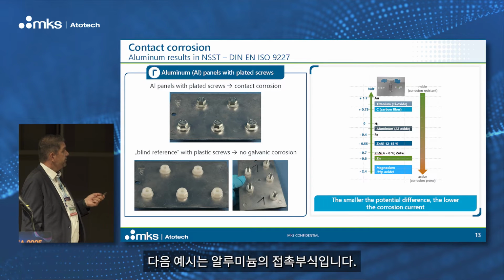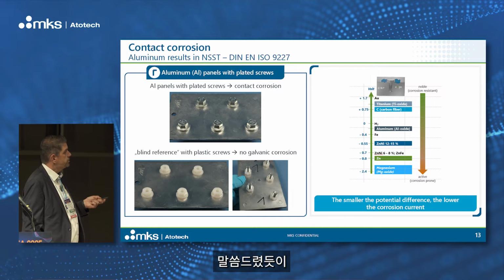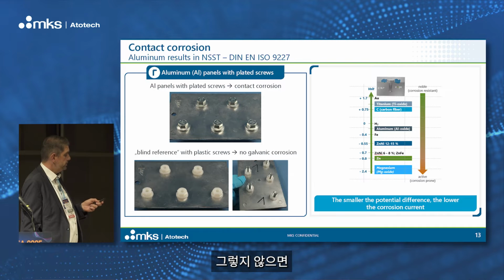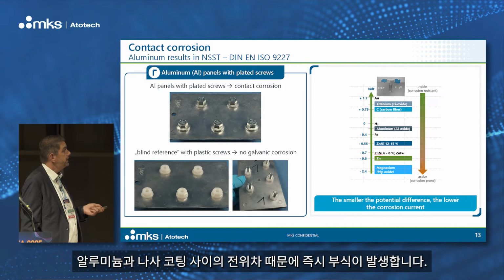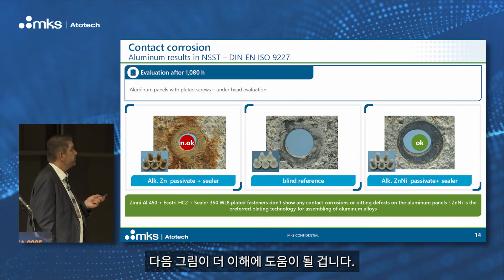Yes, the next example is contact corrosion for aluminum. If we use screws to fixture the aluminum, and I mentioned this morning, you need to choose the right material. If you don't choose the right material, you will have immediate corrosion due to different potentials between the aluminum and the coating on the screws. I think the next picture is more explanatory.